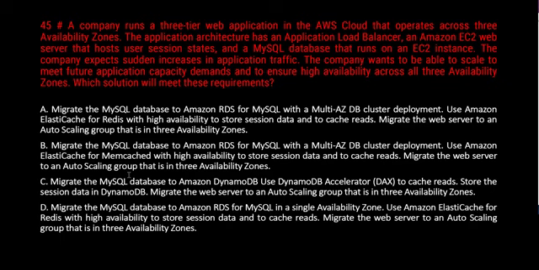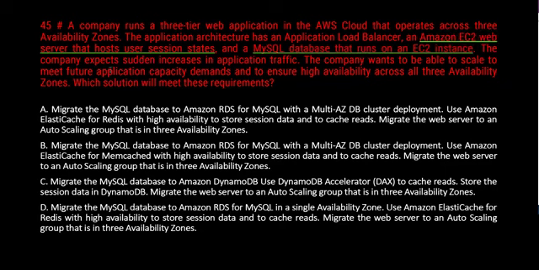Question number 45. A company runs a 3-tier web application in the AWS cloud that operates across 3 availability zones. The application architecture has an application load balancer, an EC2 web server that hosts user session states, and a MySQL database that runs on EC2 instances. So currently they have an EC2 to hold the user session states, and MySQL on EC2.